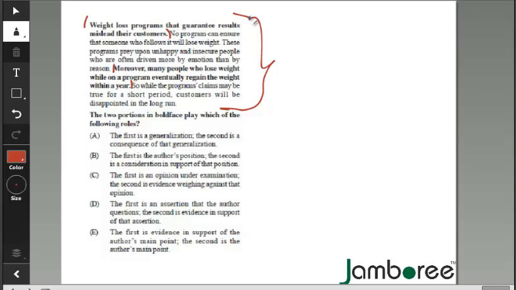So throughout the paragraph, is there any change? Is there any change in the thought process? The paragraph started by saying that weight loss programs that guarantee results mislead their customers. So throughout the paragraph, does it somewhere change to saying that, well, it actually does not mislead? Is there any change?